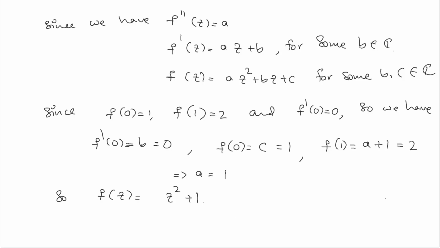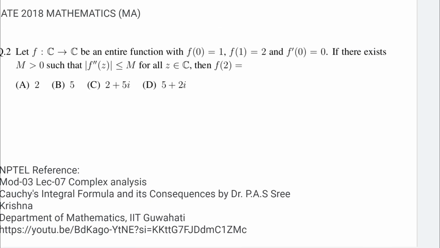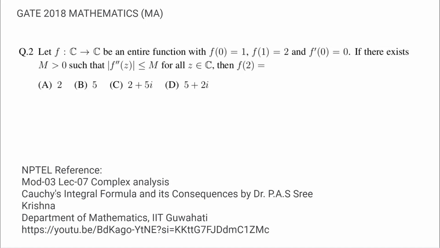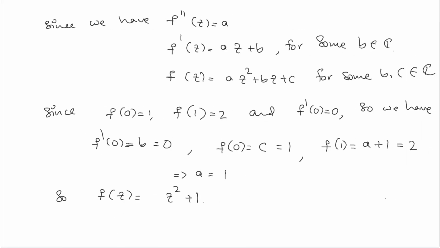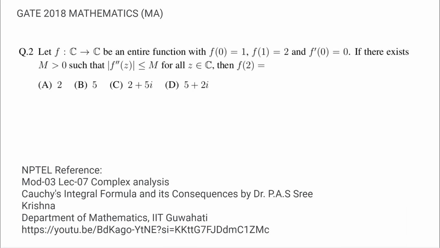So now from this, what is asked to calculate is the value of f of 2. So we can straightly calculate f of 2, that is equal to 2 square plus 1, that is nothing but 5. Therefore f of 2 equal to 5. So the answer is B.